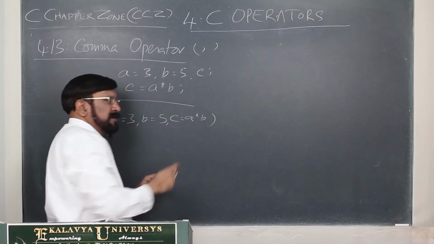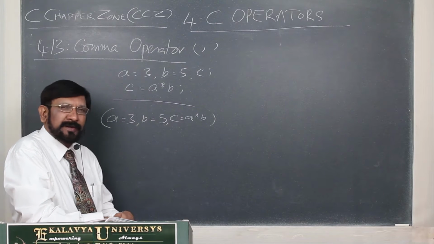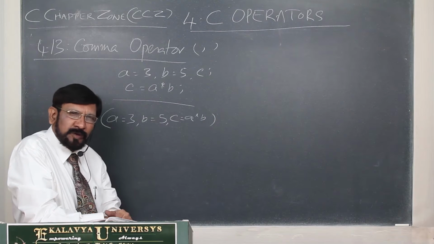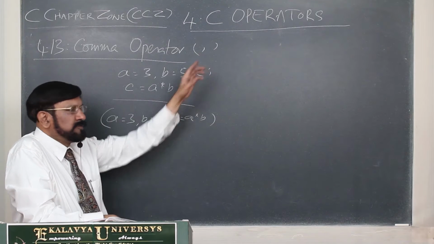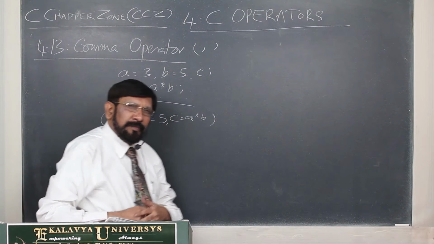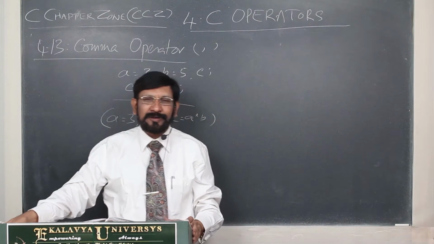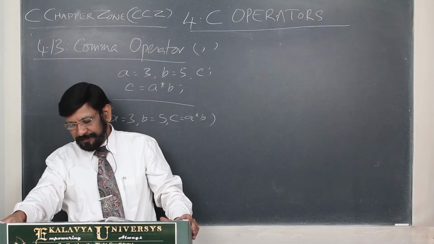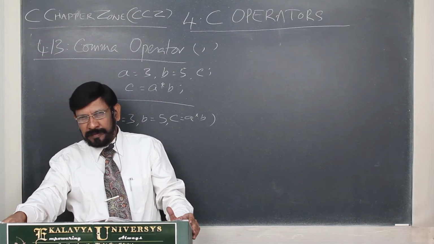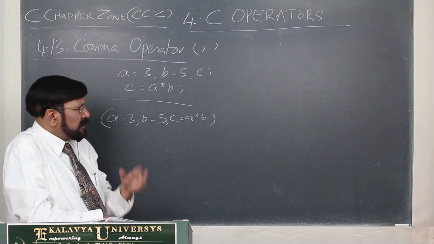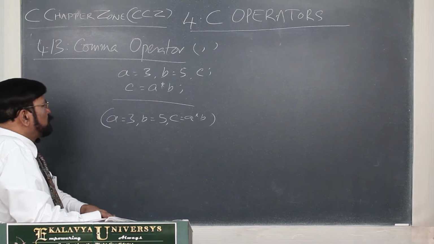Comma was already introduced to you as a separator. When you are writing a list of variables and all that, you have to separate them using comma. But it can be used as an operator also. By using comma, we can develop smart code only in one case. That's why let us discuss its functionalities also.